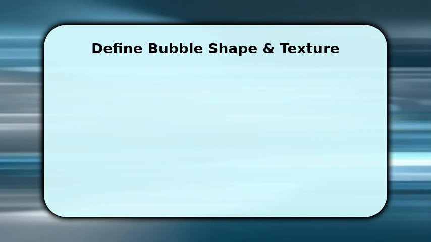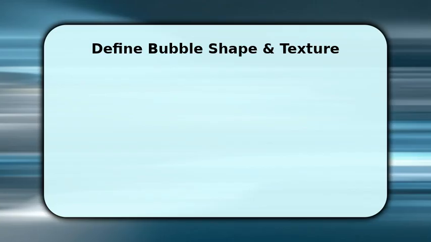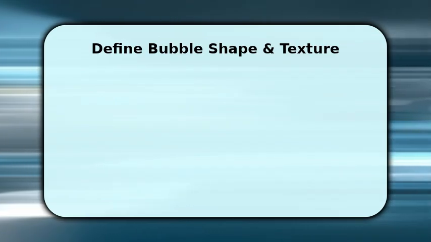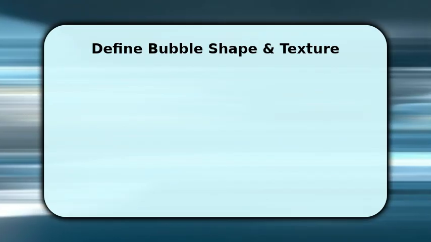Now, let's define the bubble's appearance. Choose a simple circular brush tip. Crucially, enable the scatter setting to distribute your bubbles randomly, mimicking real-world clusters. For that translucent bubble look, set the minimum opacity to approximately 50%.